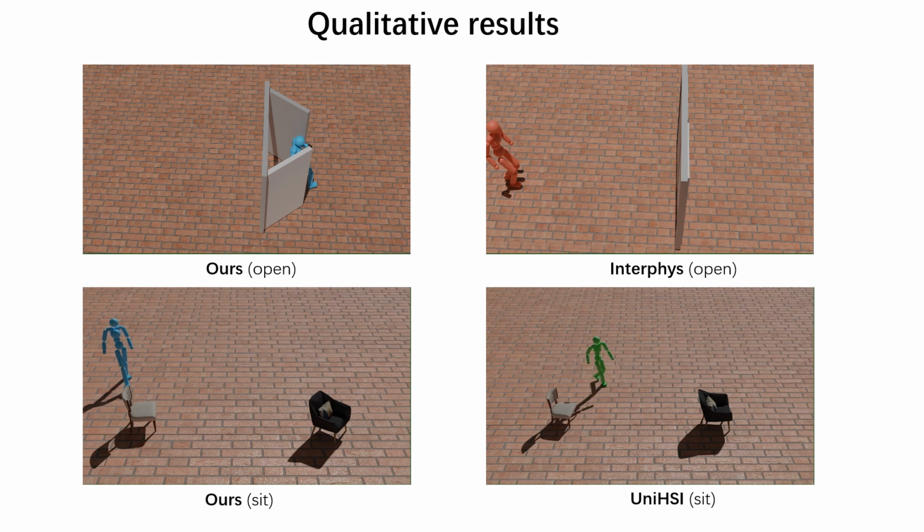For the task of sit on the chair, our agent naturally moves toward the chair, sits down comfortably, and stands up smoothly. Conversely, the agent from UniHSI exhibits difficulty standing up, characterized by high-frequency jittering motions, resulting in an unrealistic and unnatural performance.